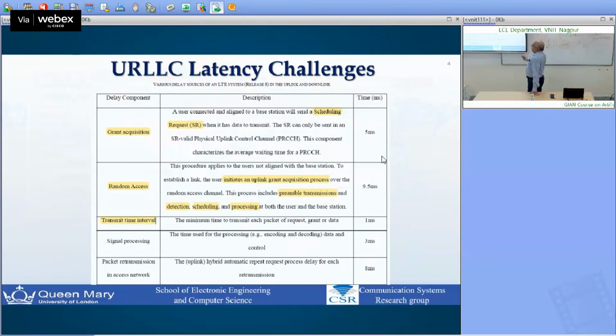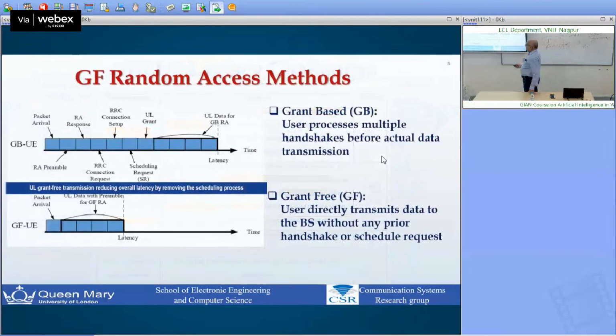So here, what are the procedures? Acquisition, 5 millisecond. Random access, normally 9.5 millisecond. To avoid all these handshaking processes, in LTE release 8, the uplink and downlink have these required times for all the processes. Now this slide I put earlier. Here we are going to remove everything up to this. By that way we can save 10 millisecond.